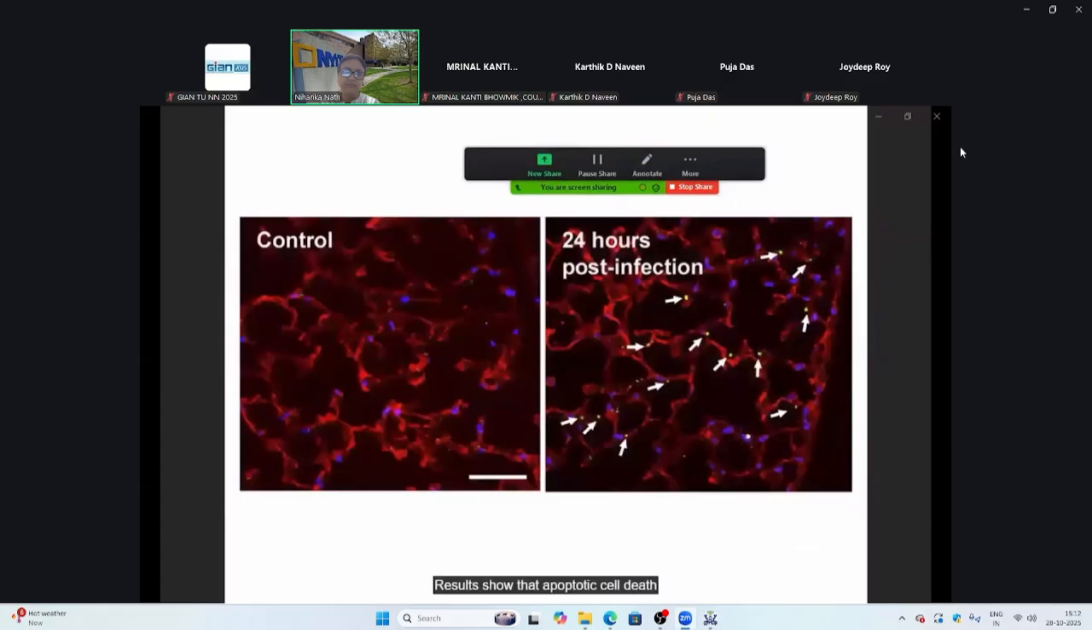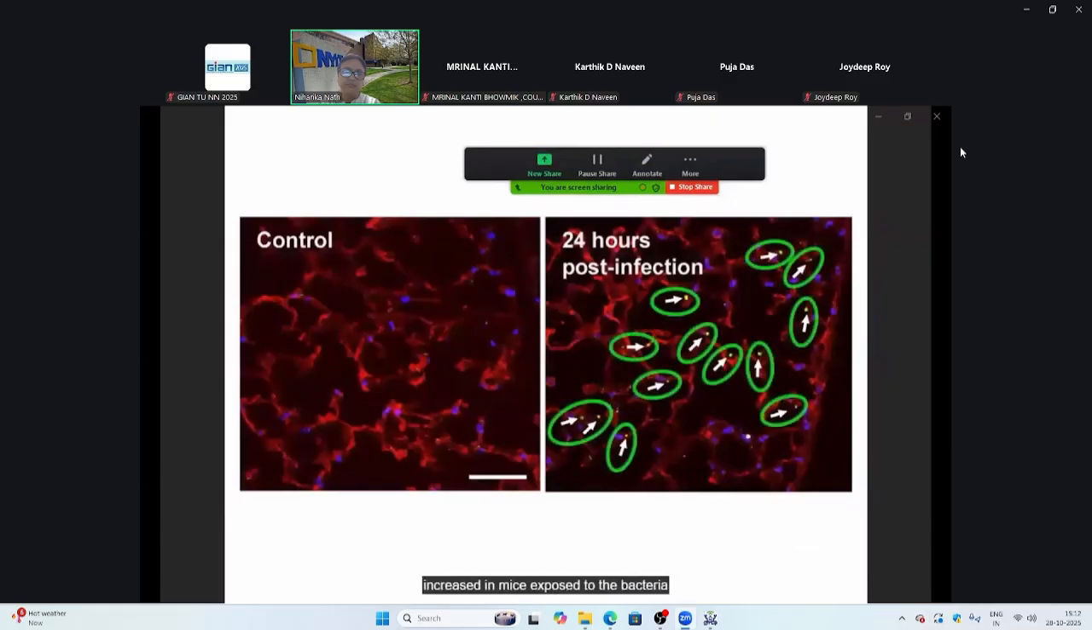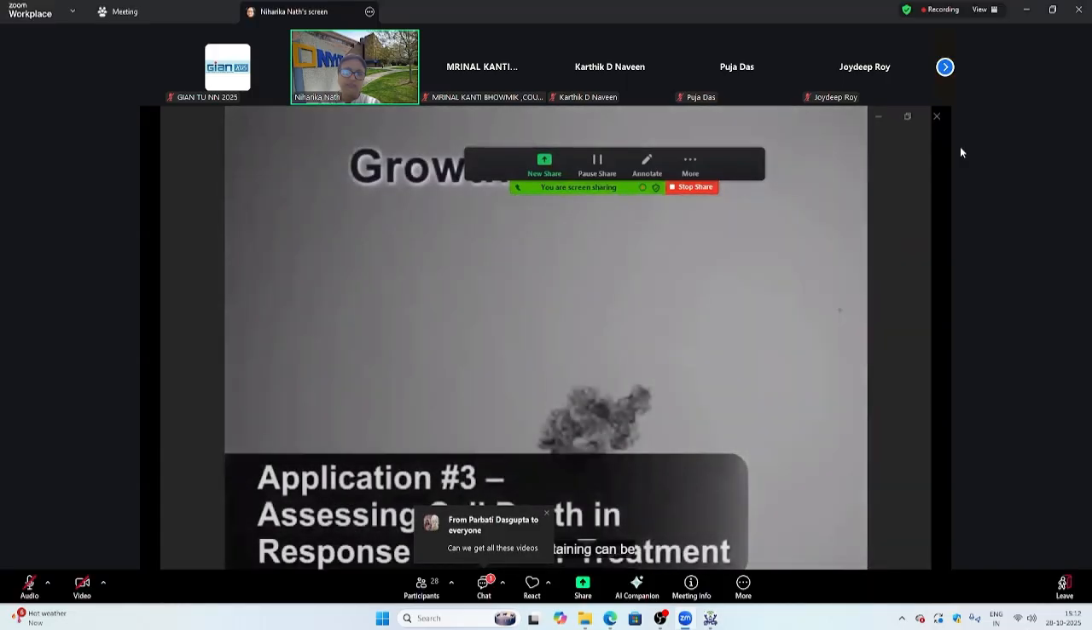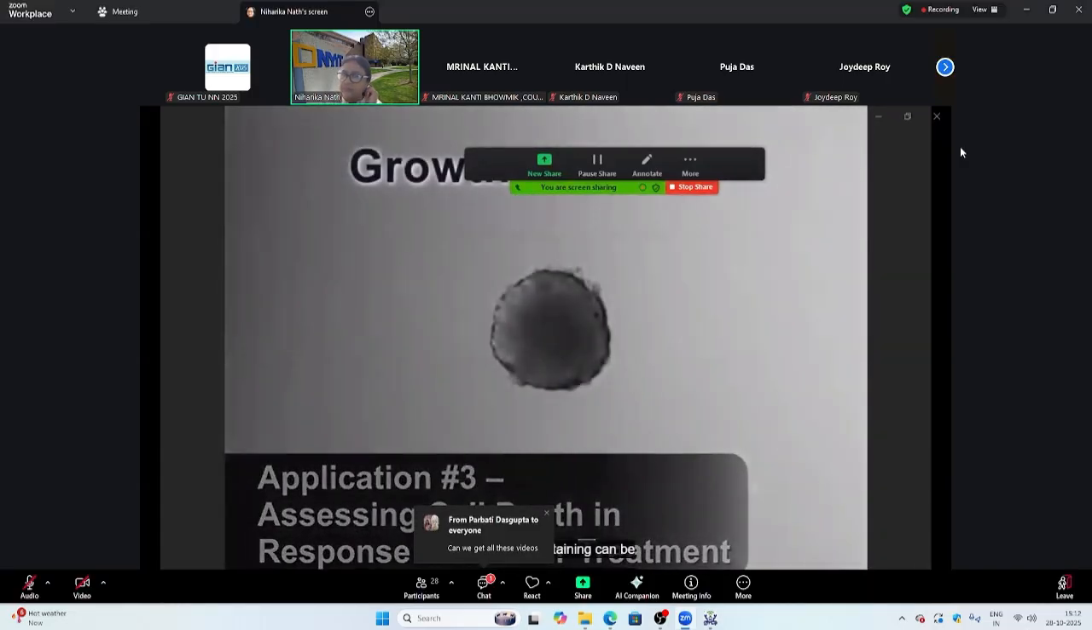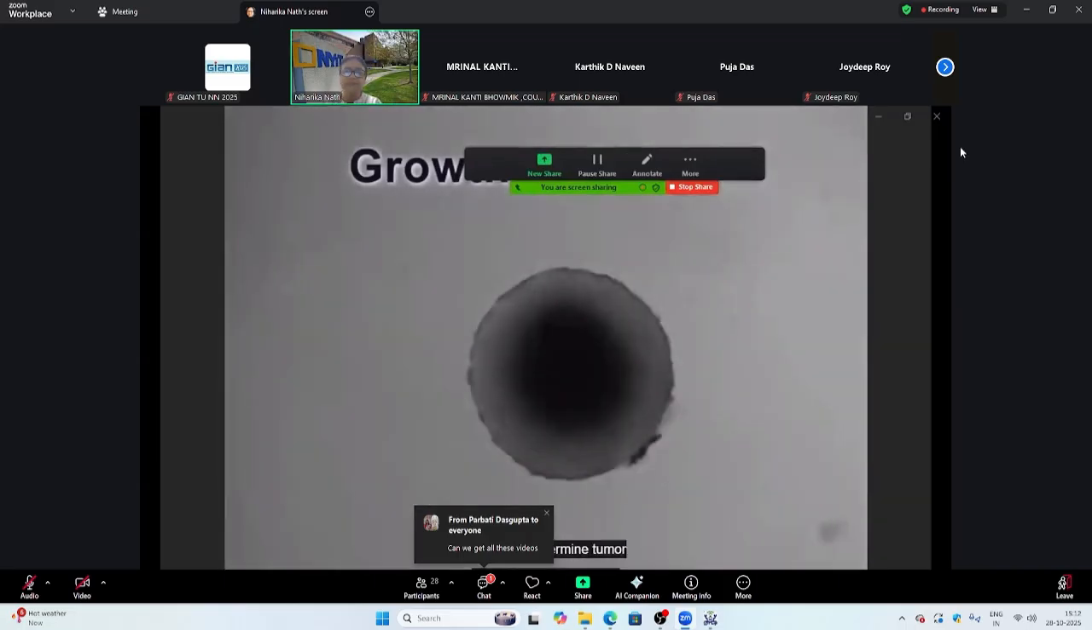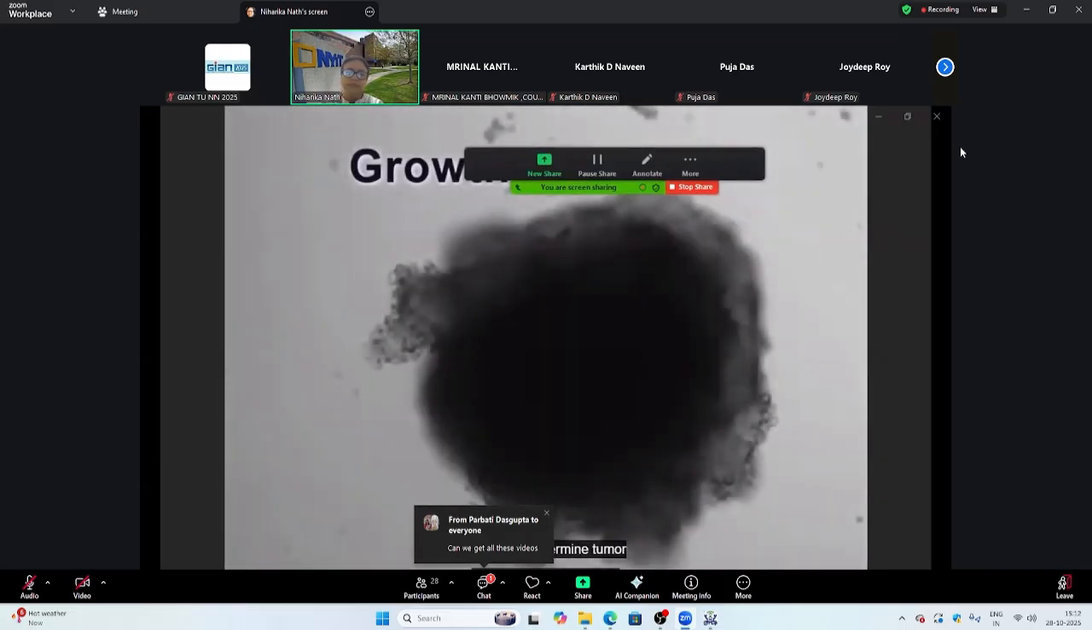Results show that apoptotic cell death increased in mice exposed to the bacteria as compared to control animals. Lastly, TUNEL staining can be used on human tumor samples in order to determine tumor responsiveness to drugs.